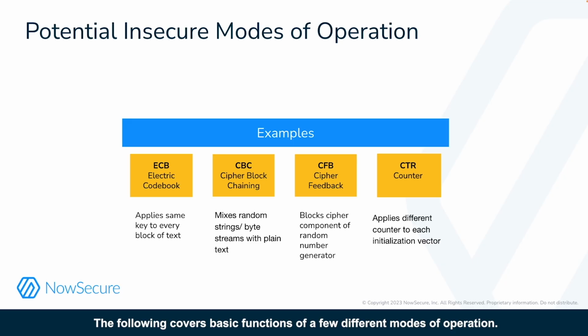The following covers basic functions of a few different modes of operation. First, Electronic Codebook, or ECB, applies the same key to every block of text. We'll review an example of this mode of operation in action in a minute. Next, cipher block chaining, or CBC, introduces random strings or a byte stream with plain text. The cipher feedback, CFB, is the block cipher component of a random number generator. And finally, the counter, CTR, applies different counters to each initialization vector.